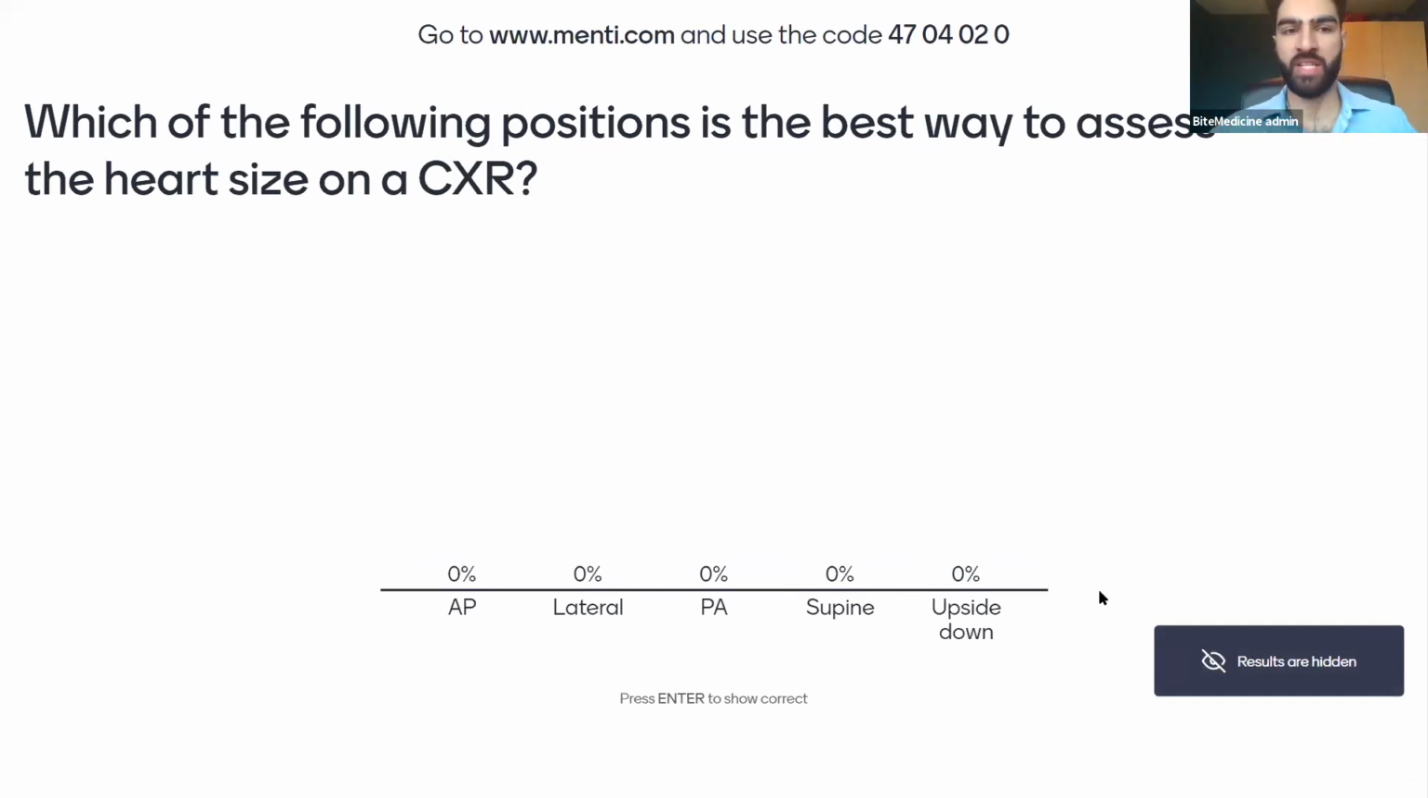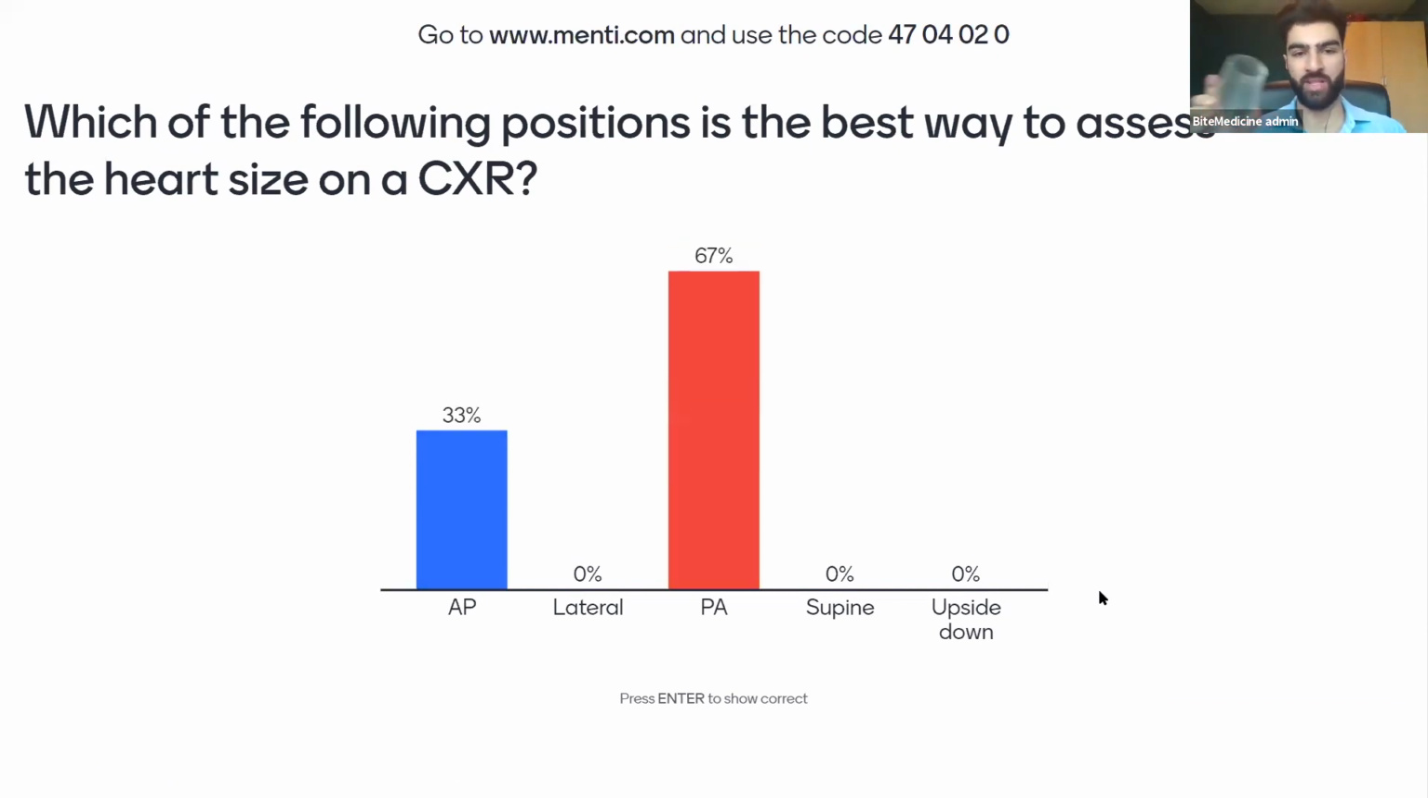So which of the following is the best way to assess heart size? AP, lateral, PA, supine, or upside down? Good. The answer is PA. If you don't know what that means, don't worry, because we will discuss.